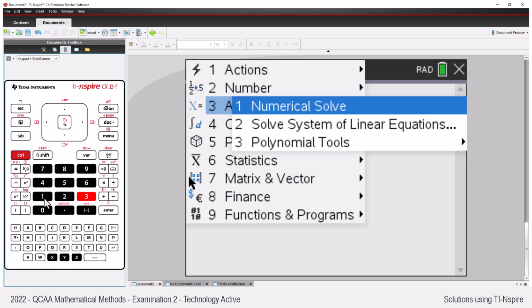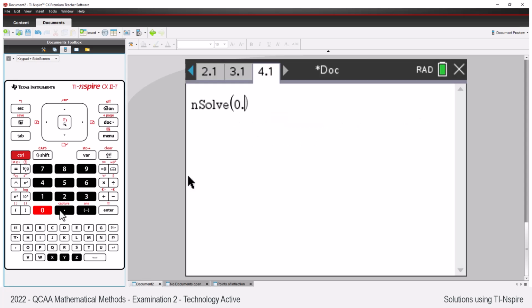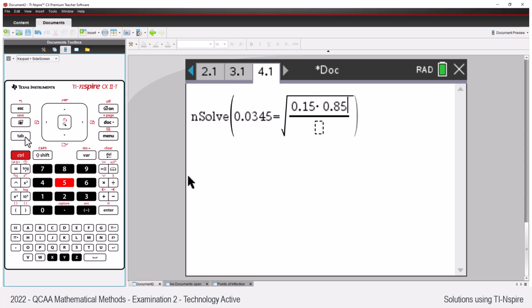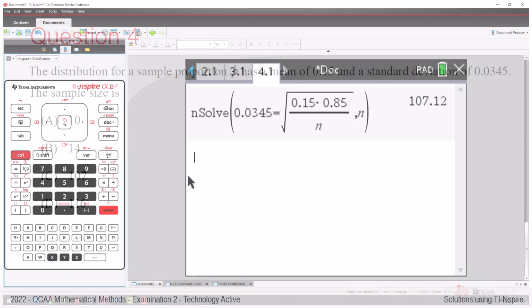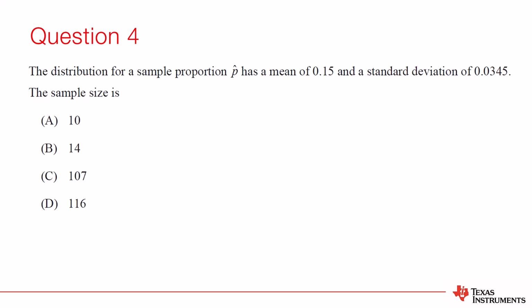I'll use nsolve of 0.0345 equal to the square root of 0.15 times, some mental arithmetic, 0.85 all over n, and we'll solve that for n. We get an answer of 107.12, which aligns to option C, and almost 80% of students got that question correct.